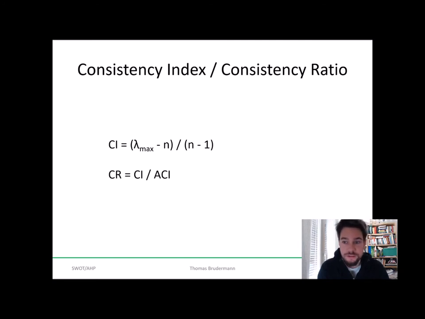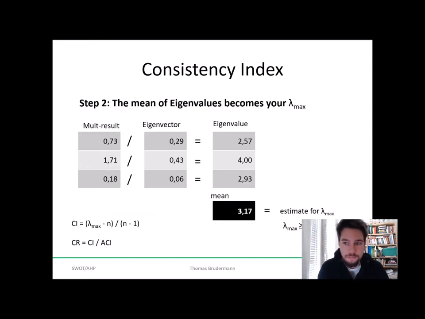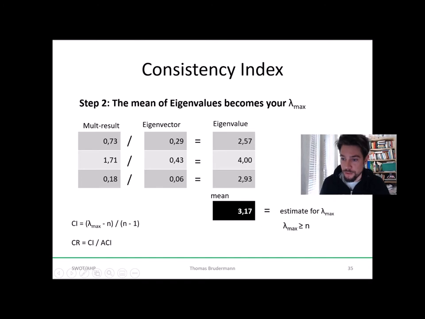The consistency ratio is derived from just dividing this consistency index by the average consistency index, ACI, a parameter that is basically predefined and based on analysis done by Saaty. So we calculate the consistency index. The first step is to multiply the matrix with its eigenvector. Then we get a result from this matrix multiplication. In step 2, we divide this multiplication result by the respective values in the eigenvector, and we get an eigenvalue here. The mean of these eigenvalues is our estimate for lambda max, and we just enter this lambda max value into the equation. Lambda max should always be bigger than, or equal to, n.